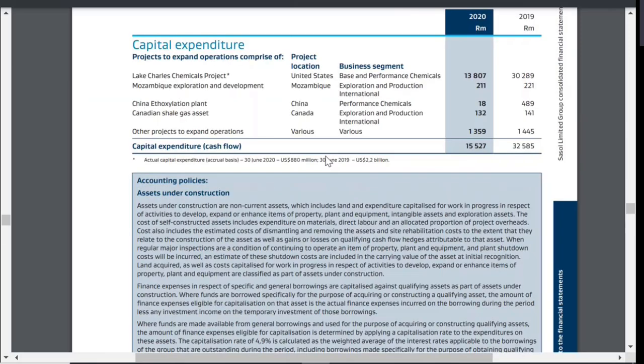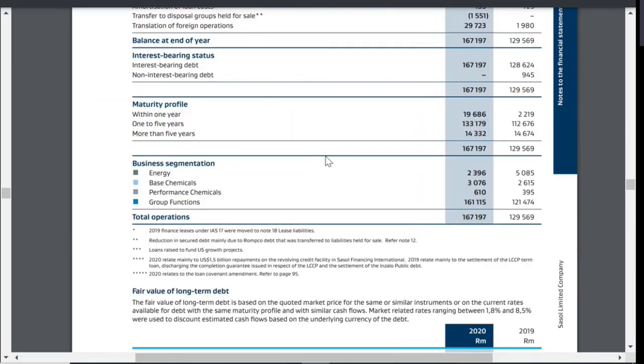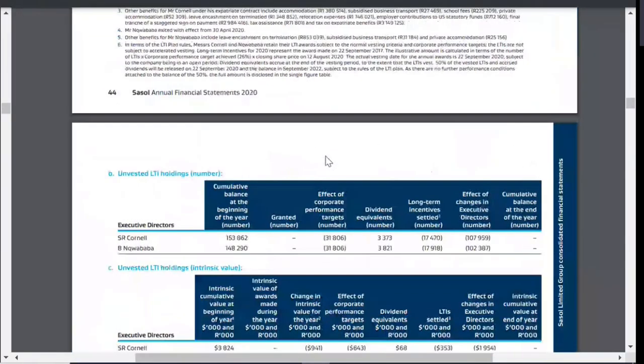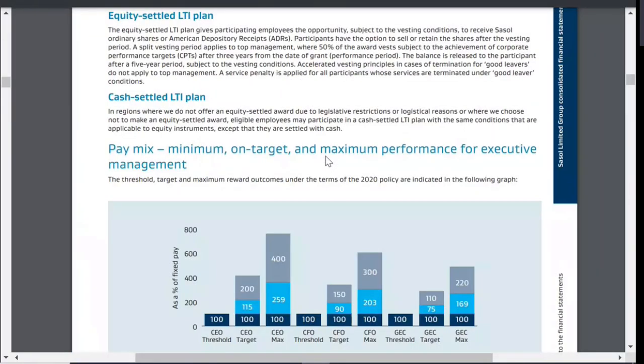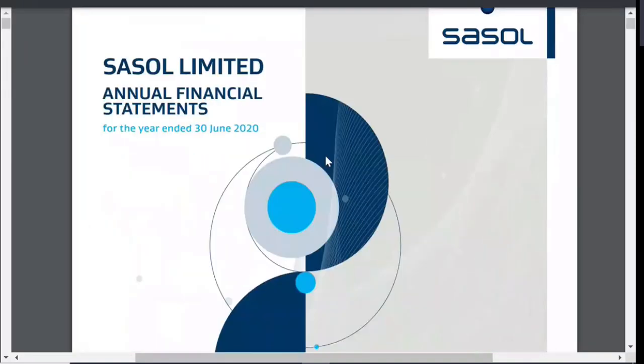So basically now we're going to be looking at learning unit 2 and 3, the financial performance and the financial position.